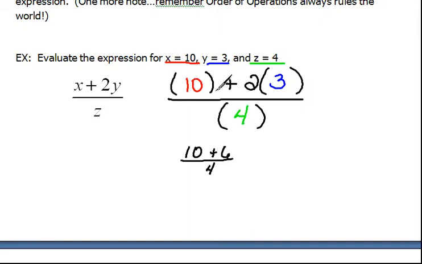Here on top, the numerator and also the denominator of a fraction is technically a grouping symbol, even though it's not listed as a grouping symbol. But you have to do the numerator first before you can divide. Within the numerator we have addition and also multiplication. So we have to do the multiplication part first, which would make it 10 plus 6 divided by 4. Now, finish out the numerator. 10 plus 6 would give you 16, and then when you divide by 4, the answer is 4.